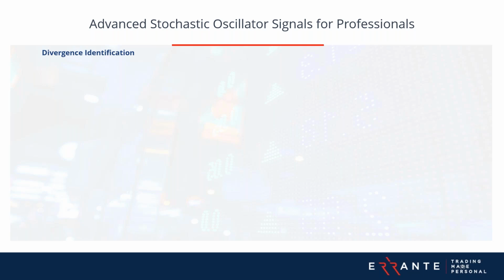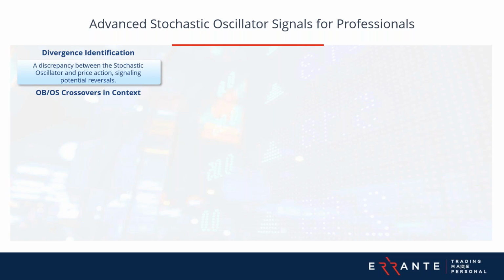It's essential to understand how professional technical analysts leverage this tool to gain deeper insights into market momentum and potential trend reversals. Divergence identification plays a key role in advanced stochastic analysis. A bullish divergence, when the price makes lower lows but the stochastic oscillator makes higher lows, often precedes a potential upward reversal.